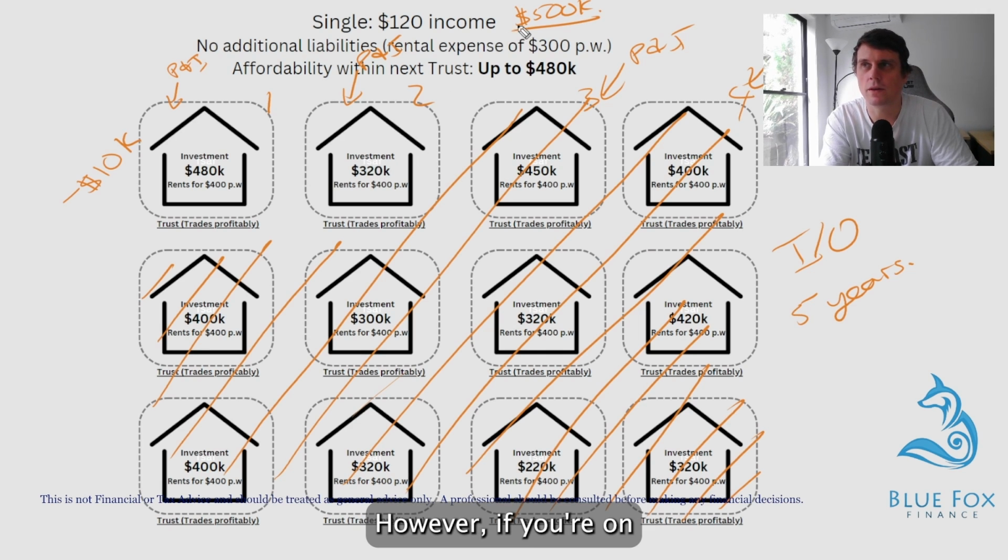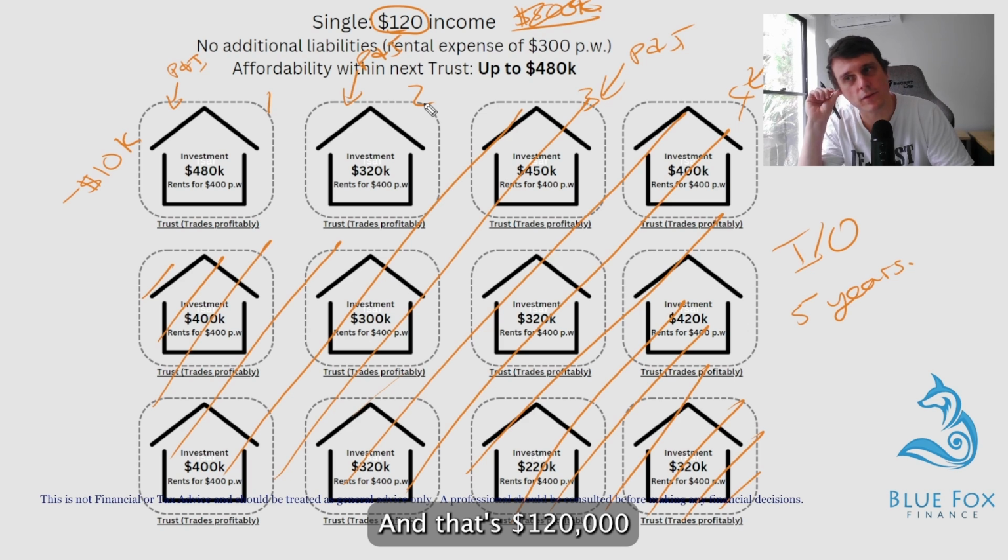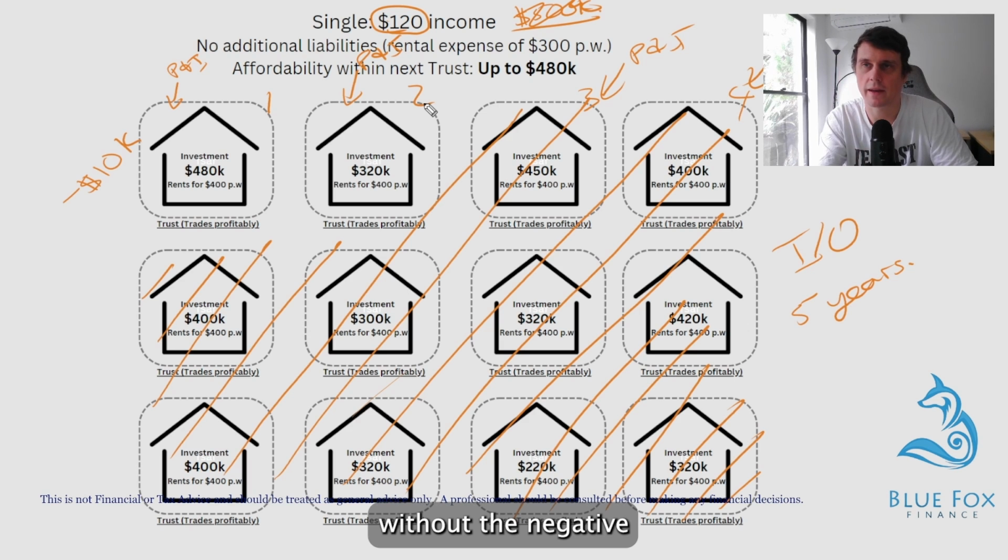However, if you're on this 120,000 income, you can't afford to have 120,000 loss every year, and that's $120,000 without the negative gearing effect in your personal name, so it gets even worse. Just keep all that in mind.